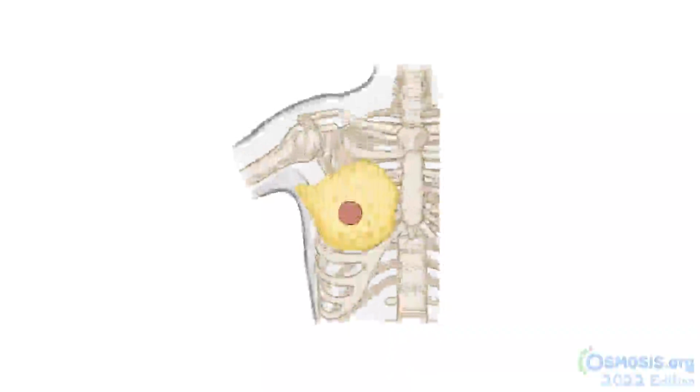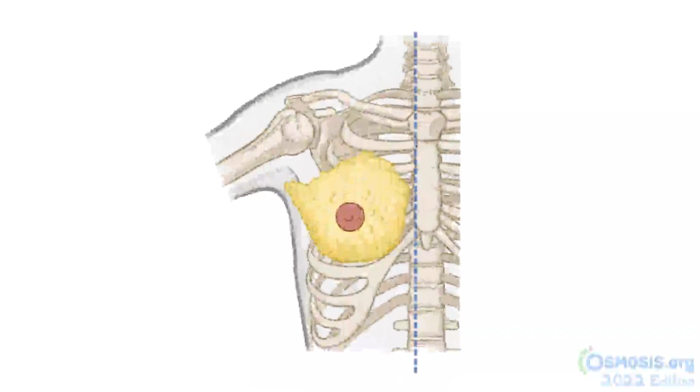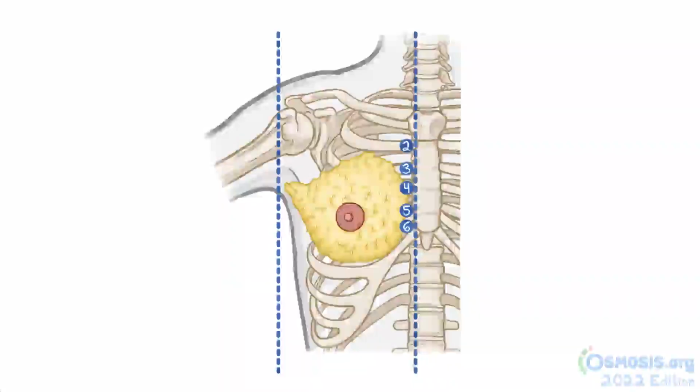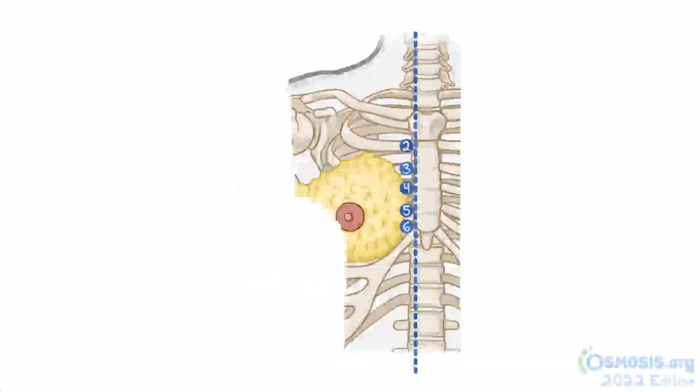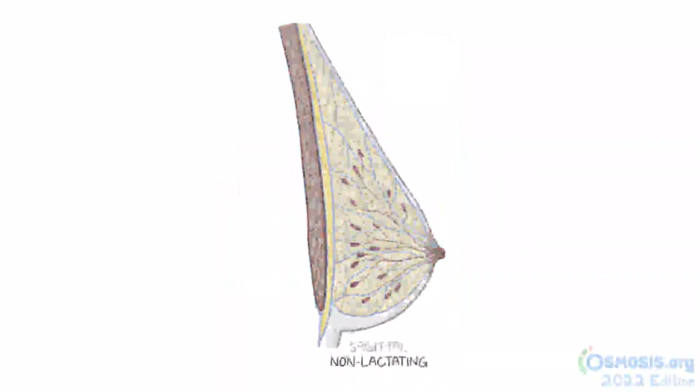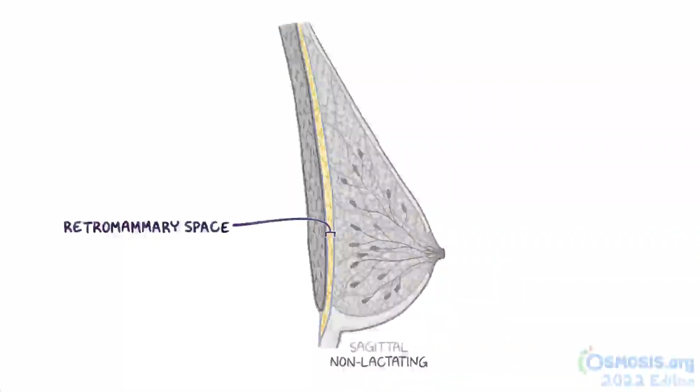Alright, as a quick recap, the breasts extend transversely from the lateral border of the sternum to the mid-axillary line, and vertically from the 2nd through the 6th ribs. A small part of the breast might extend along the inferolateral edge of the pectoralis major, forming the tail of Spence. The retromammary space is between the breast and the pectoral fascia, and allows movement of the breast to the structures deep to it.